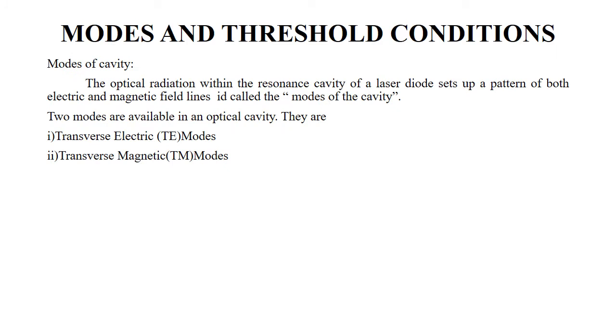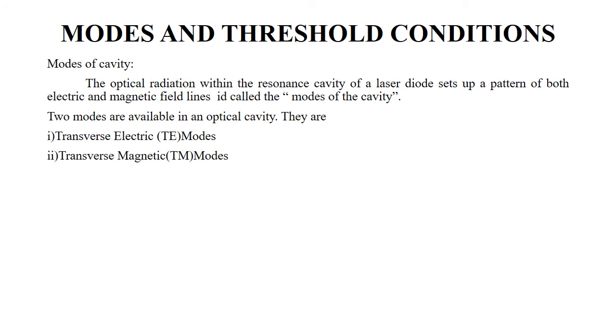Next one is modes and threshold conditions. Here, what do you mean by modes of cavity? It means the optical radiation within the resonance cavity of a laser diode which sets up a pattern of both electric and magnetic field lines is called the modes of the cavity. Two modes are available in the optical cavity: transverse electric modes and transverse magnetic modes.